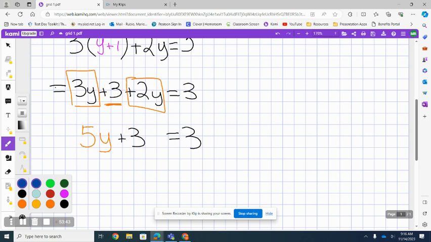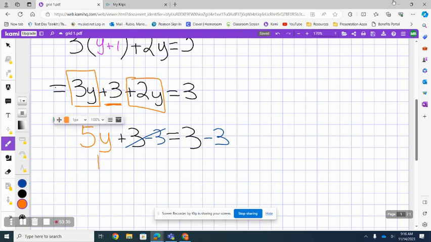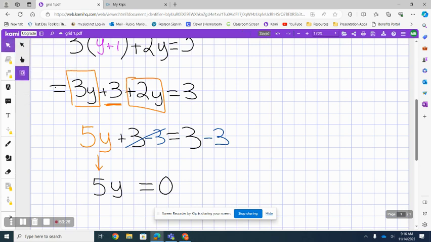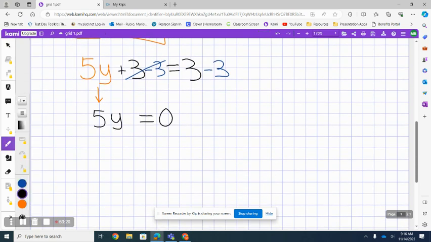I'm going to get rid of this 3, so I subtract 3 from both sides. Those cancel. I'm going to bring down my 5y. 3 minus 3 is 0. Okay, so far so good? Everybody's good? This part's just algebra, which we've already seen a bunch of times.